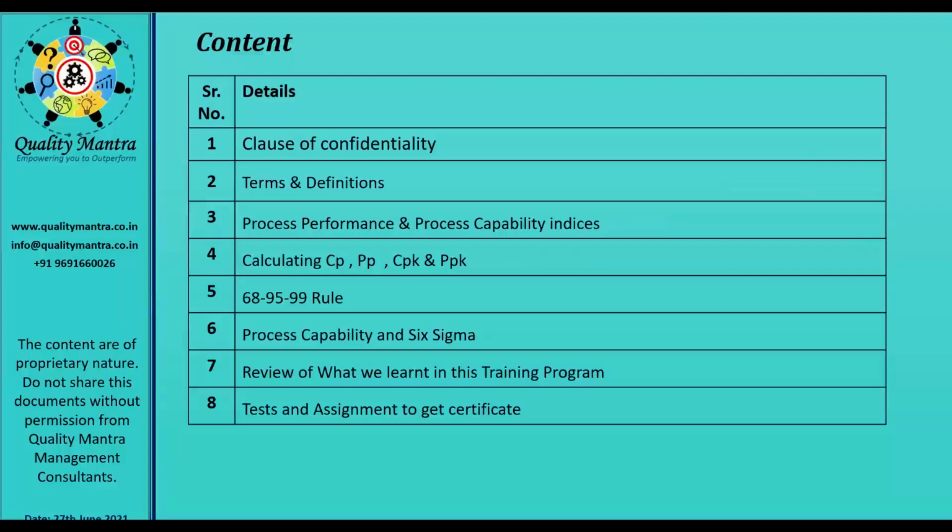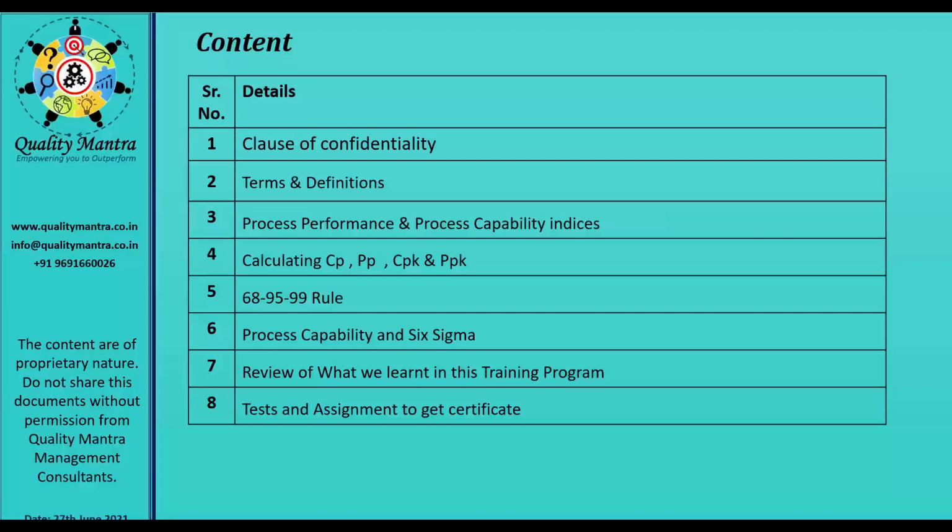And in today's session, that is the concluding session, we will have the clause of confidentiality. After that, we will start with terms and definitions related to process capability and process performance, which we are going to calculate. Then we will go through what process performance is and what process capability indices are. We will go through calculating the CP, PP, and then CPK and PPK.